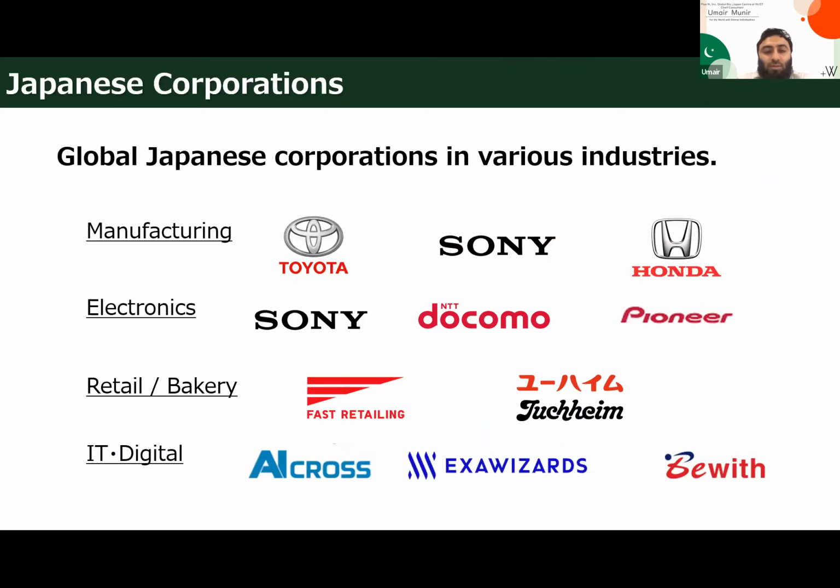There are different companies in Japan, and some of them you already know. I listed a few companies in this presentation. In manufacturing, Toyota is very famous, Sony, Honda. In electronics, Sony, Docomo, Pioneer. And in retail and bakery, there is a very famous bakery whose cake is a very old brand. This one is Baumkuchen, in Japanese we call it Baumkuchen. This is basically a cake. This company makes baked goods and is very old; it was founded around the 1930s.